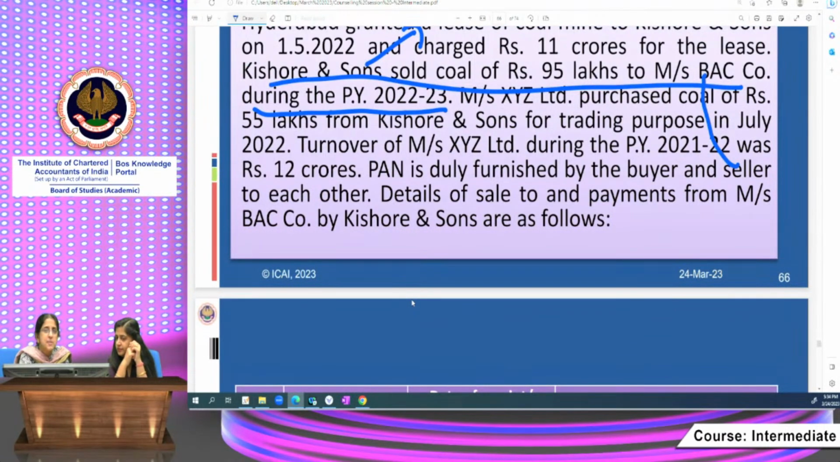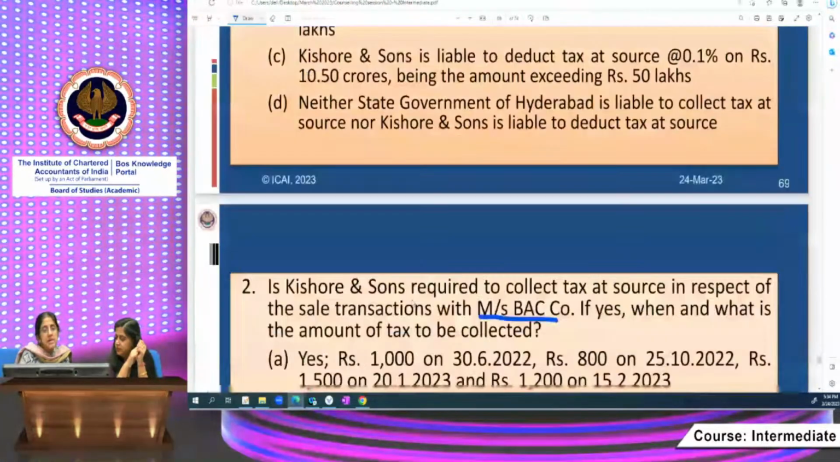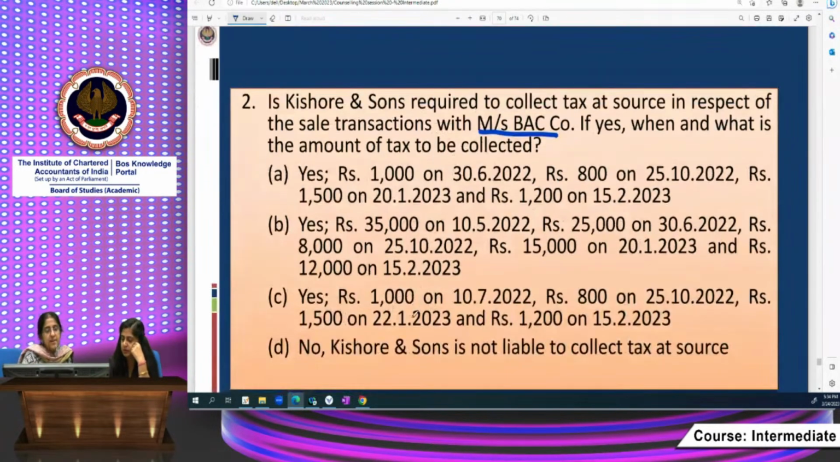In Kishore and Sons, there is no requirement to collect tax at source, because 206C 1 would have been attracted had he not furnished a declaration that he is using it for the purpose of generation of power. But since he has furnished the declaration under 206C 1A, it is exempt. 206C 1H is not applicable in this case. So the question is, is Kishore and Sons required to collect tax at source in respect of the sale transaction? If yes, when and what is the amount of tax to be collected? Here, no, Kishore and Sons is not liable to collect tax at source.